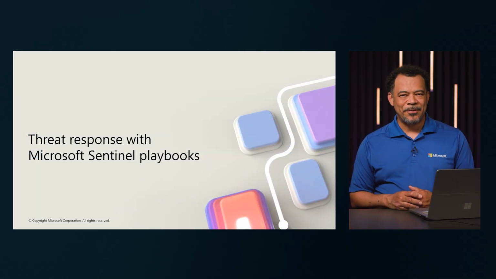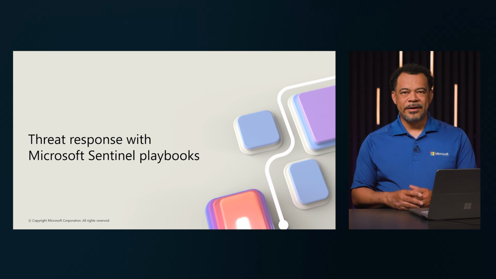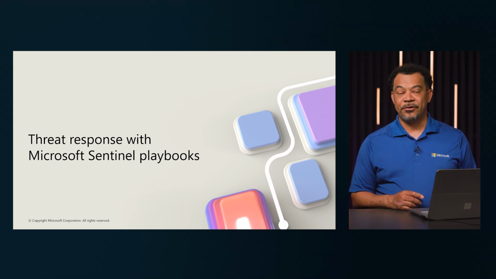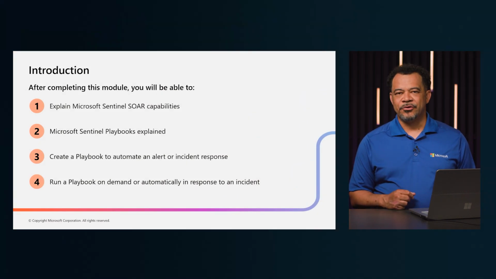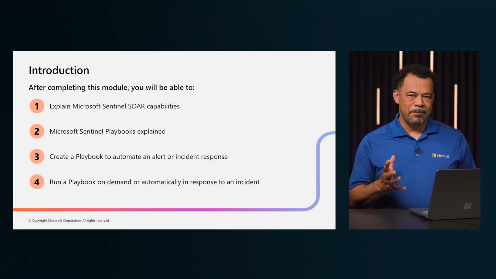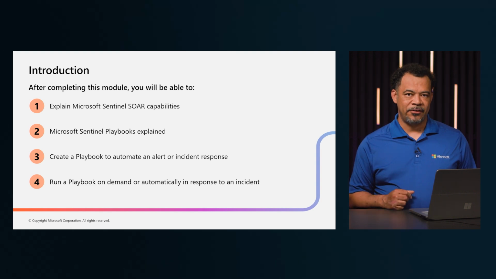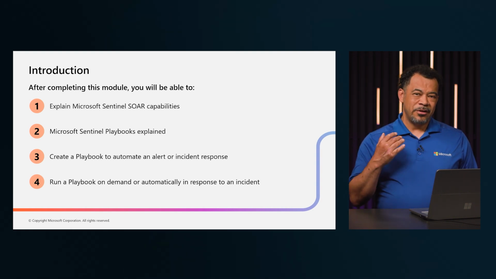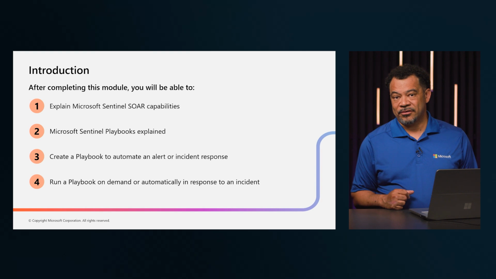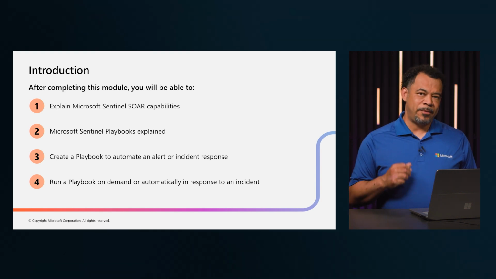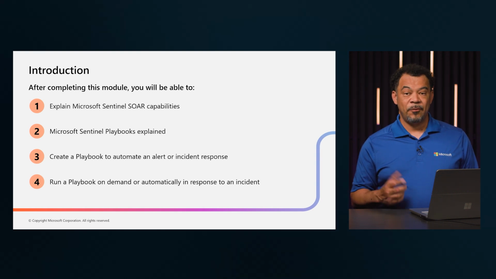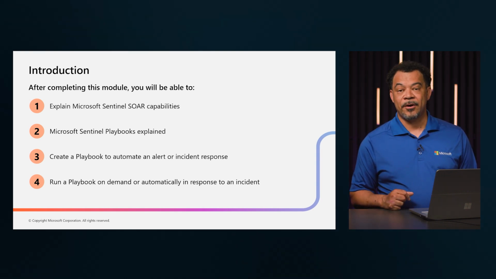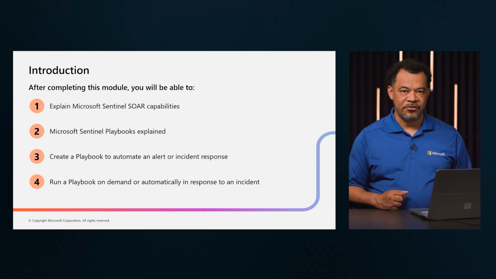So with that, let's go ahead and jump into our third module, where we'll look at threat response within Microsoft Sentinel using playbooks. After completing this module, you'll be able to explain Microsoft Sentinel's SOAR capabilities. You'll be able to understand Microsoft playbooks, and you'll be able to create a playbook to automate an alert or an incident response. And finally, you'll be able to run a playbook on demand or as part of an automatic response within Sentinel.